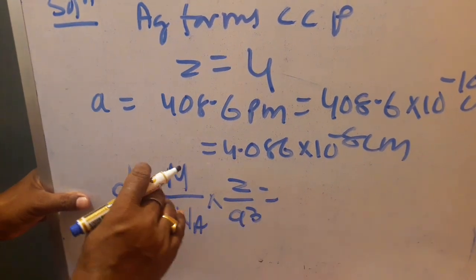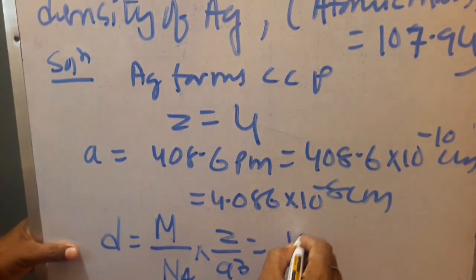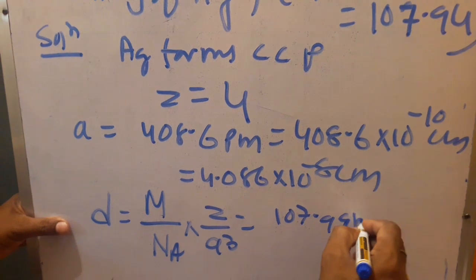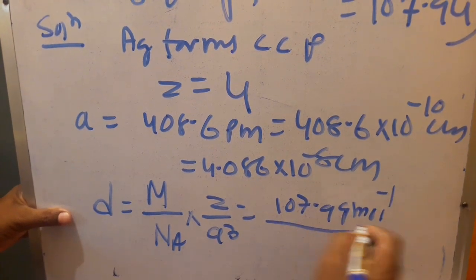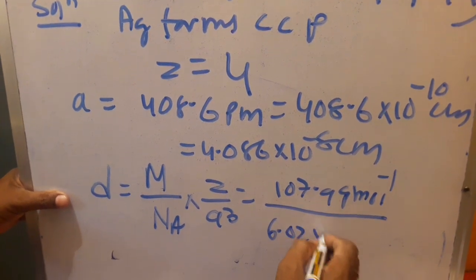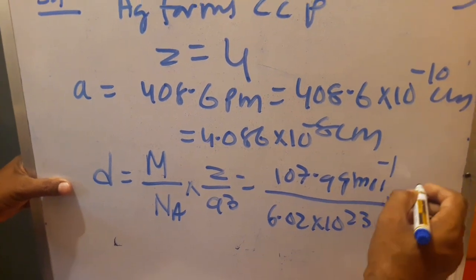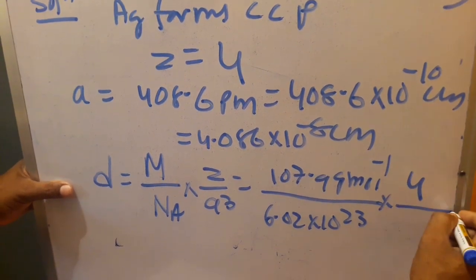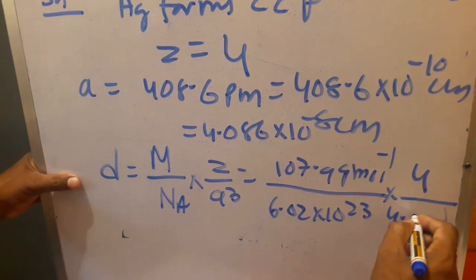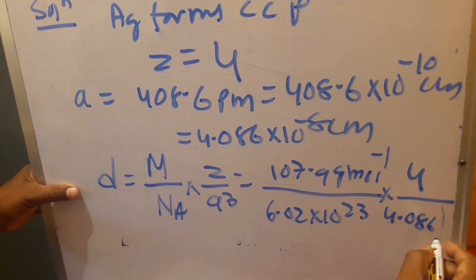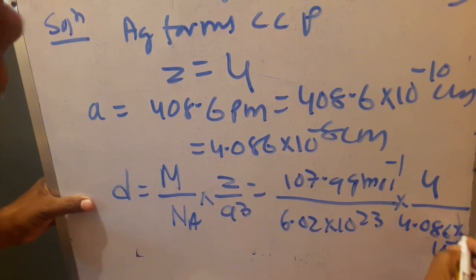So what is the molecular mass of silver? It is given as 107.9 gram per mole, divided by Avogadro's constant 6.02 into 10 to the power 23, into the value of Z, which is 4 because it is FCC, divided by 4.086 into 10 to the power minus 8 whole cube.